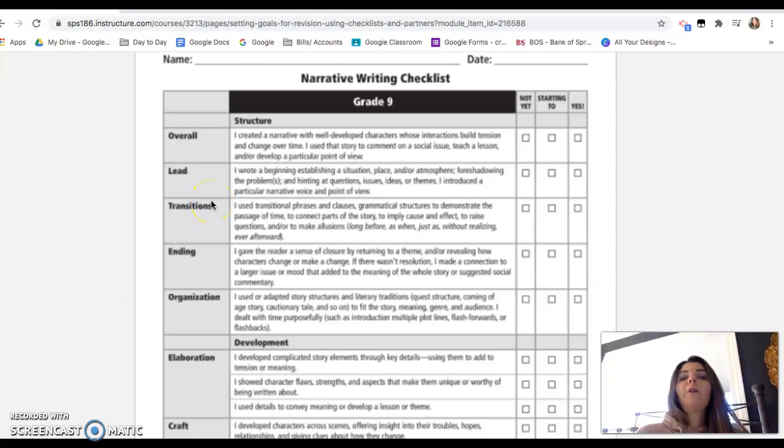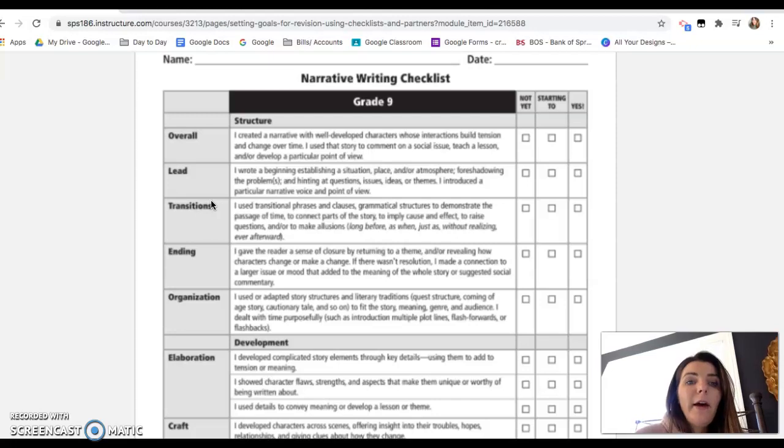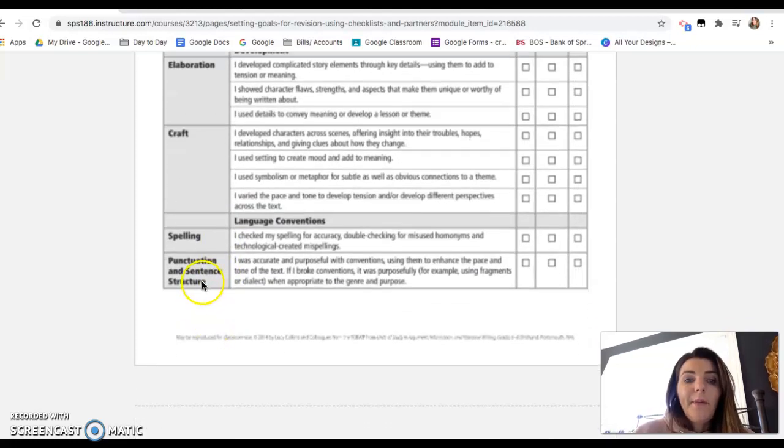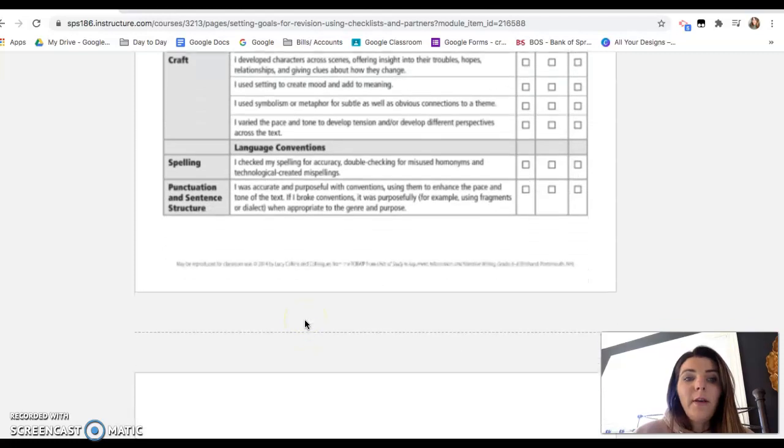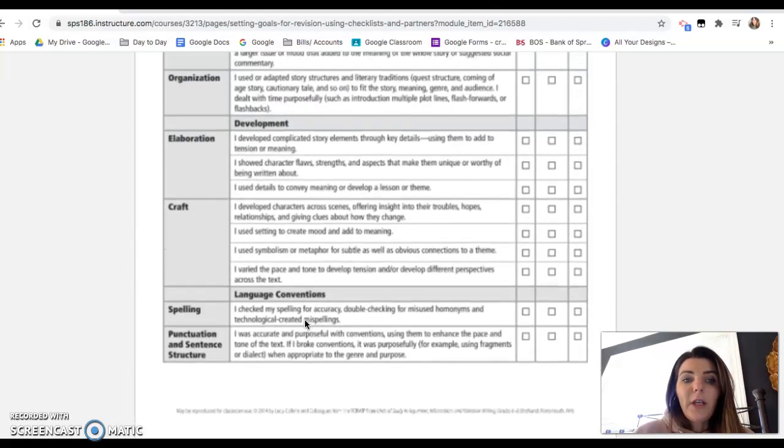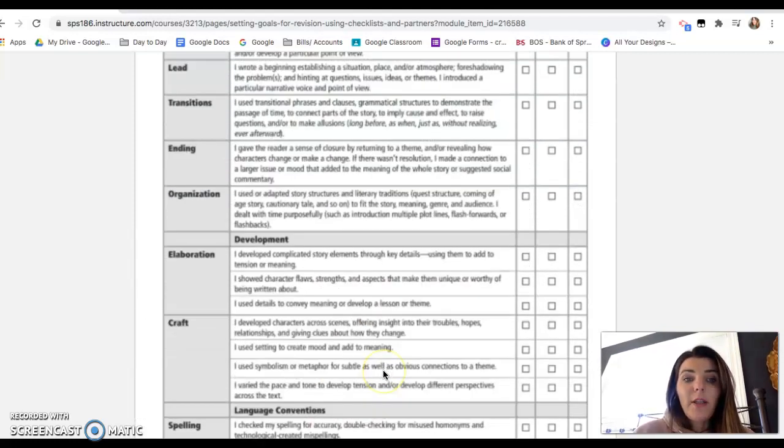Today I want to teach you how you can use rubrics and checklists to springboard your revision sessions of your writing. The first thing I would look at, I know they can be kind of overwhelming because there are so many categories. Obviously, every single time we really need to focus on the punctuation, spelling, sentence structure, the conventions part of the checklist.